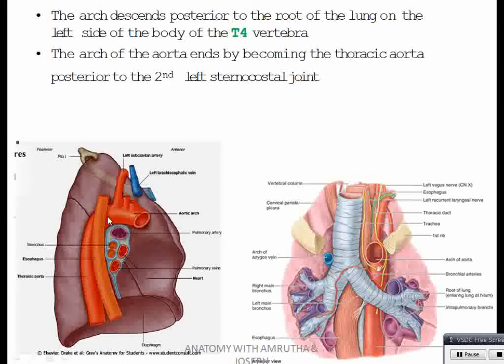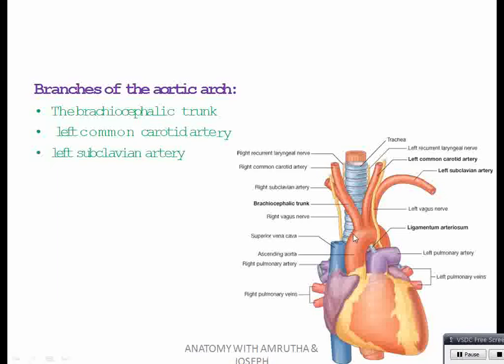Now the arch of aorta ends by becoming thoracic aorta posterior to second sternocostal joint. Now after arching, it becomes the descending thoracic aorta, that is at the level of second left sternocostal joint. So somewhere this area, this arch of aorta continues as the thoracic aorta. What are the branches? I already mentioned brachiocephalic trunk, left common carotid artery, left subclavian artery.